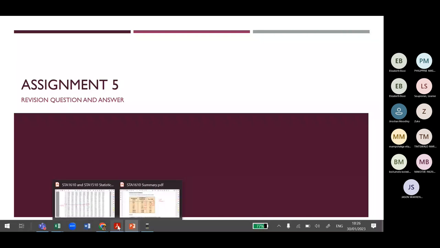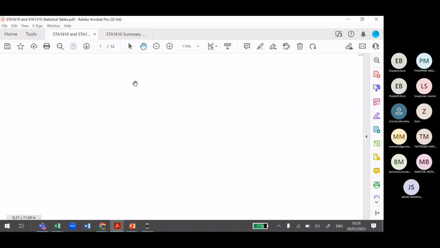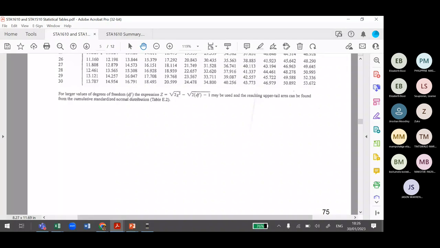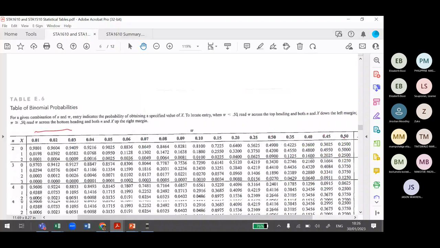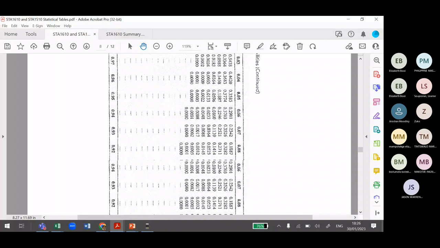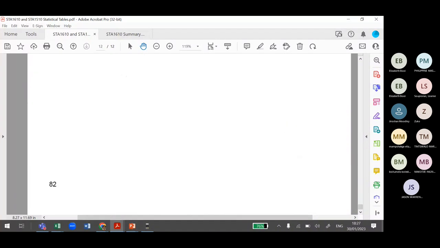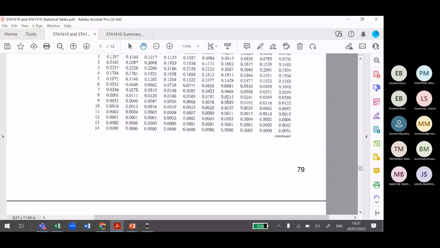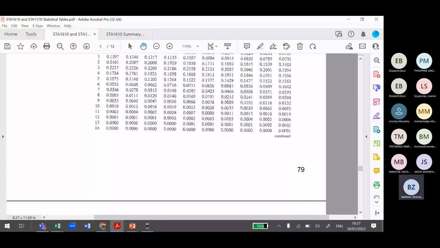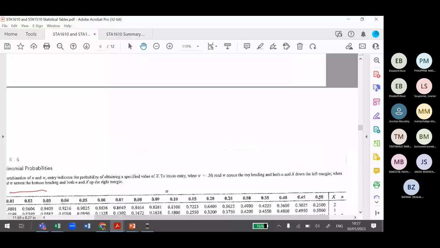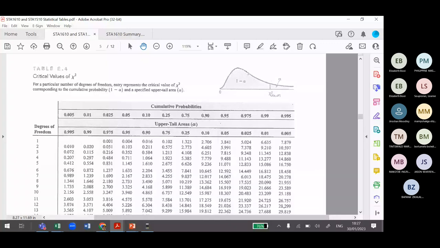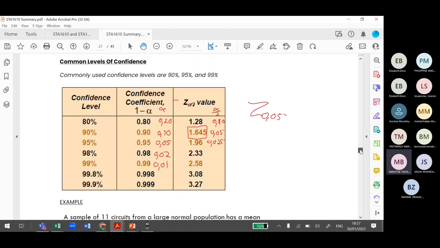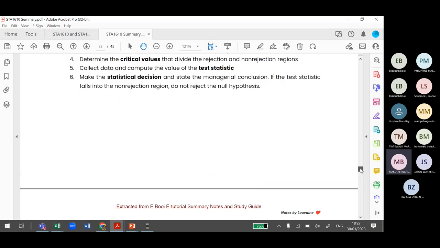You will need your statistical tables also ready. We're going to use the chi-square critical values of chi. The critical values of chi squared. This is the table we're going to use. And remember the summary that you have already gone through as well, which covers most of the things you need to know about the chi squared test.